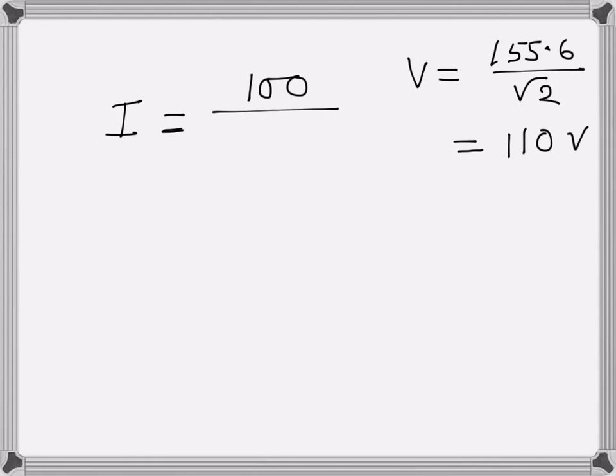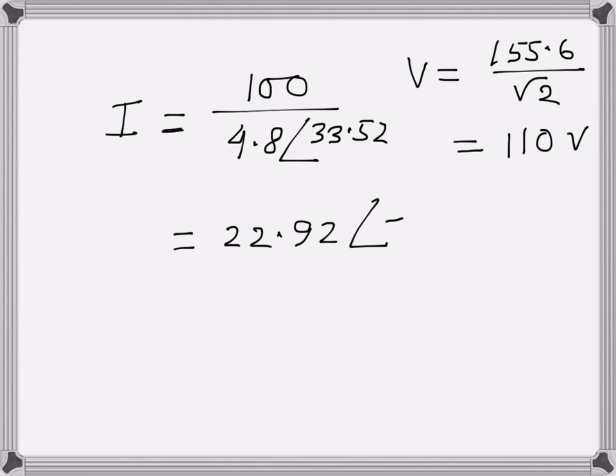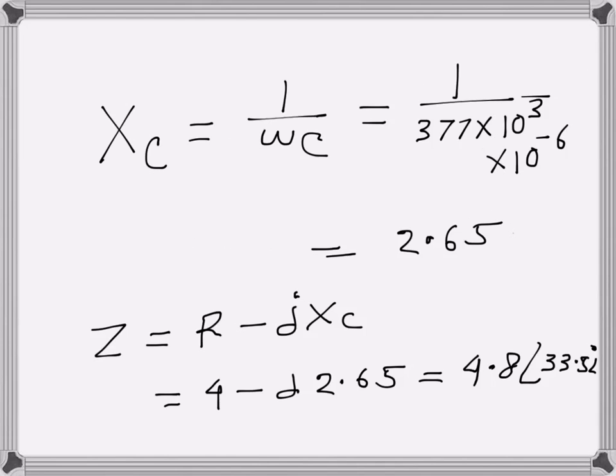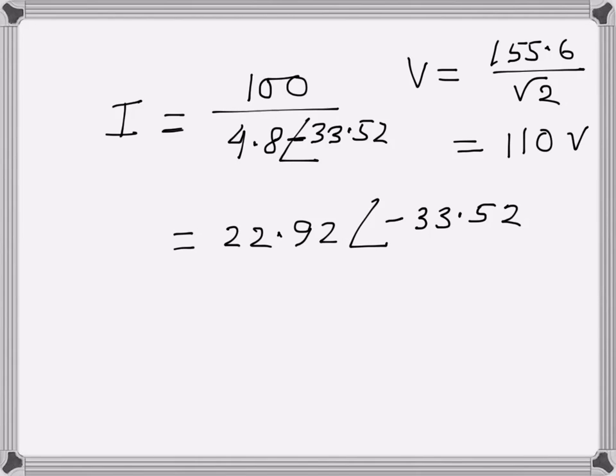So the voltage here is the RMS value, and this is the impedance, 33.52. So we get the current as 22.92, and the angle becomes 33.52. Sorry, the reactance angle should be negative because when we convert it, it should have been negative. Because it's capacitive reactance, it will be negative, and the current angle now becomes positive. So since the circuit is capacitive, the current is a leading current. It leads the voltage basically.